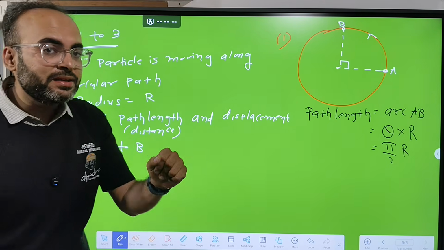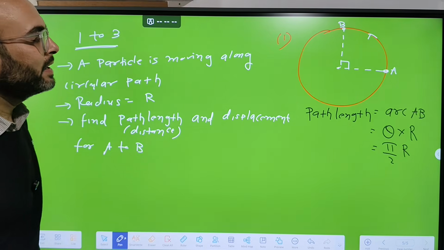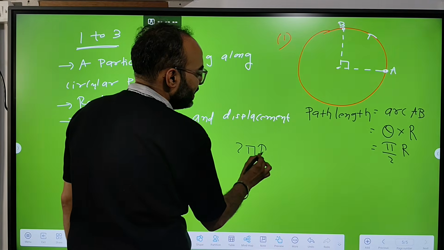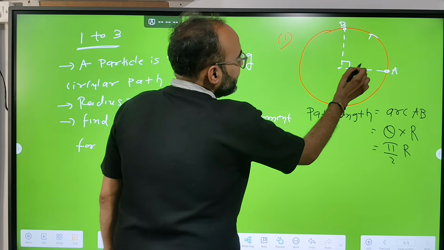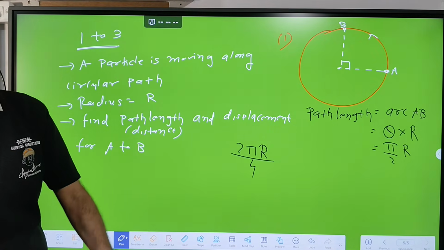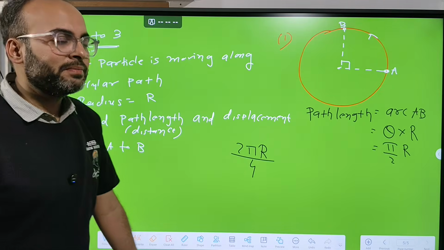And what is the next method? See, there are two methods for the path length. What is the total circumference? 2 pi r. And see, it is 90 degree, which means it is the fourth part of the circle. So we can write 2 pi r by 4. Clear? So we again get pi r by 2.